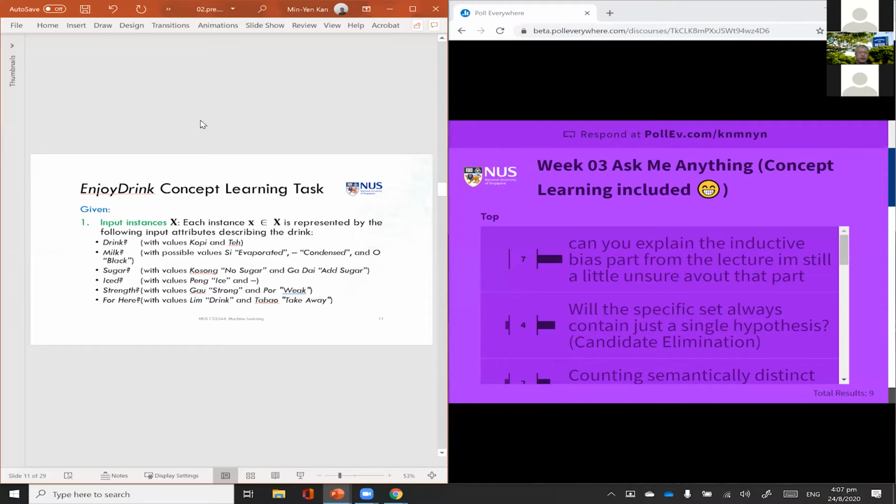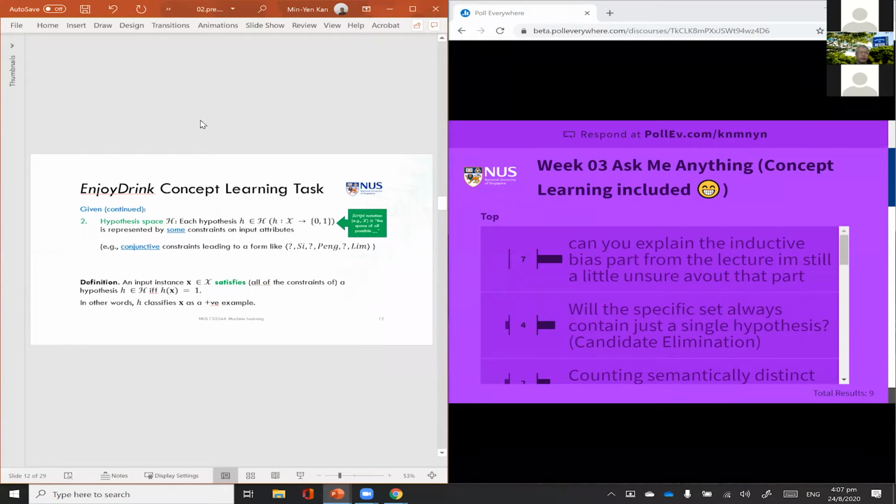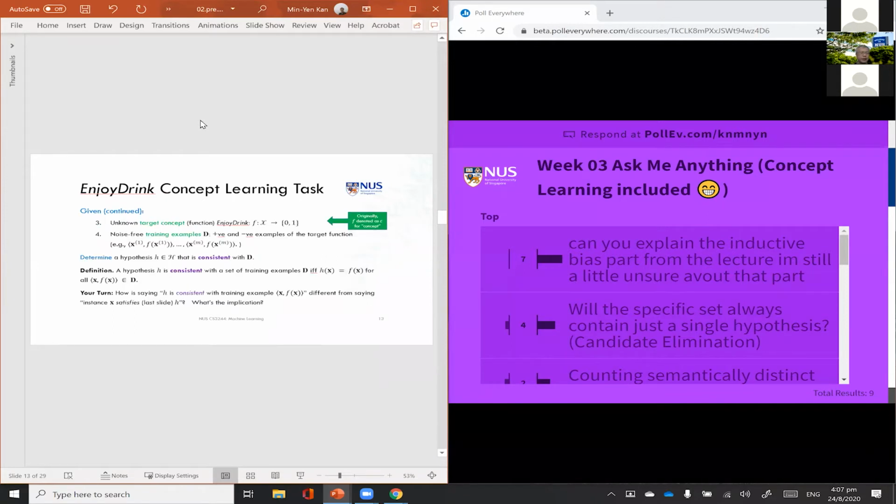So then the next thing is that we need to be able to describe each of the instances. We have all of these different attributes, and we're going to assign values to them, or a don't care in some cases.